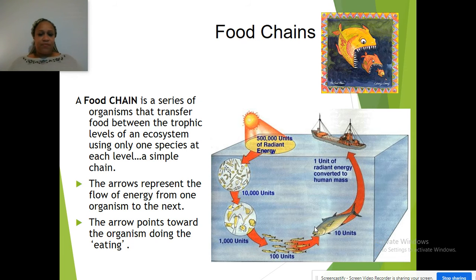Food chains. Now, I want you to make sure you go through this. Food chains, it's a series of organisms that transfer food between the trophic levels, just like I just told you. And right here, if you look at the number examples, it shows you that 10% rule, okay? Shows you that rule. So make sure you pay attention to that. The arrows, once again, represent the flow of energy from one organism to the next. And the arrow points toward the organism doing the eating.